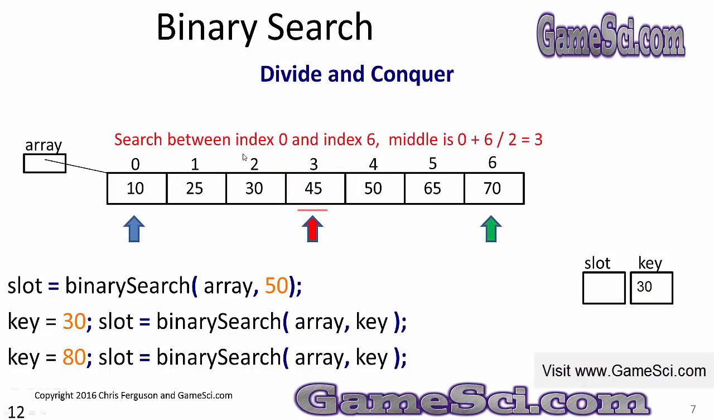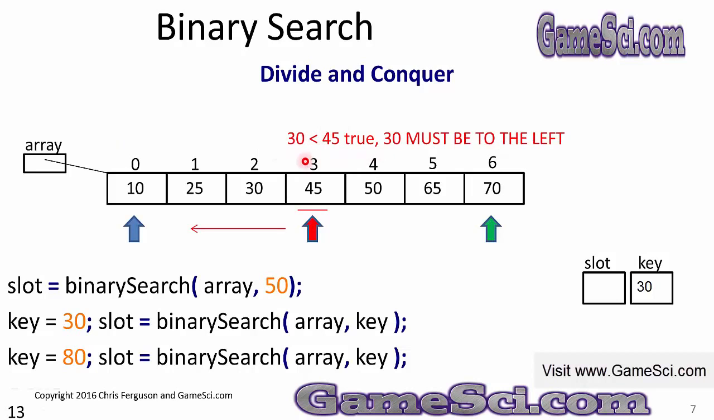Search between the beginning of the array, slot 0, and the end of the array, slot 6. Calculate the middle as 0 plus 6 divided by 2. Begin our search for 30 in the middle of this array. 30 less than 45 is true. When what we're looking for is less than the middle item, we need to go left. I think anybody can see if there's sorted data, simple logic tells you if you're less than that middle item, you better search to the left of the item.